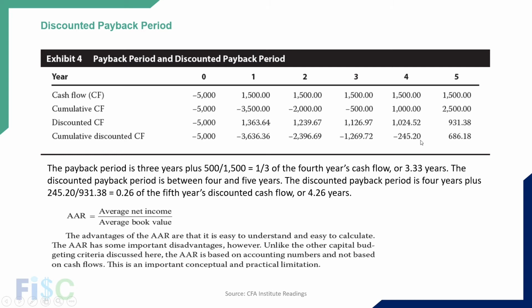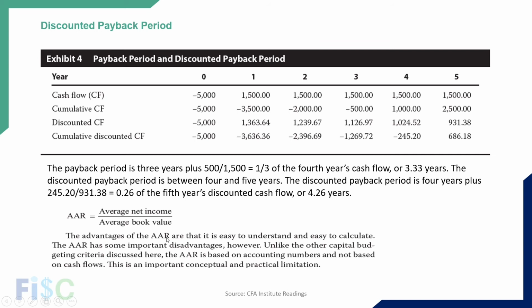The fourth year discounted cash flow is 1024.52, whereas the same for year 1 is 1363.64. Using this formula, when we calculate the cumulative discounted cash flow, we see that till year 4 we are not in profit. So using the same formula, we calculate that the discounted payback period for this project is 4.26 years.